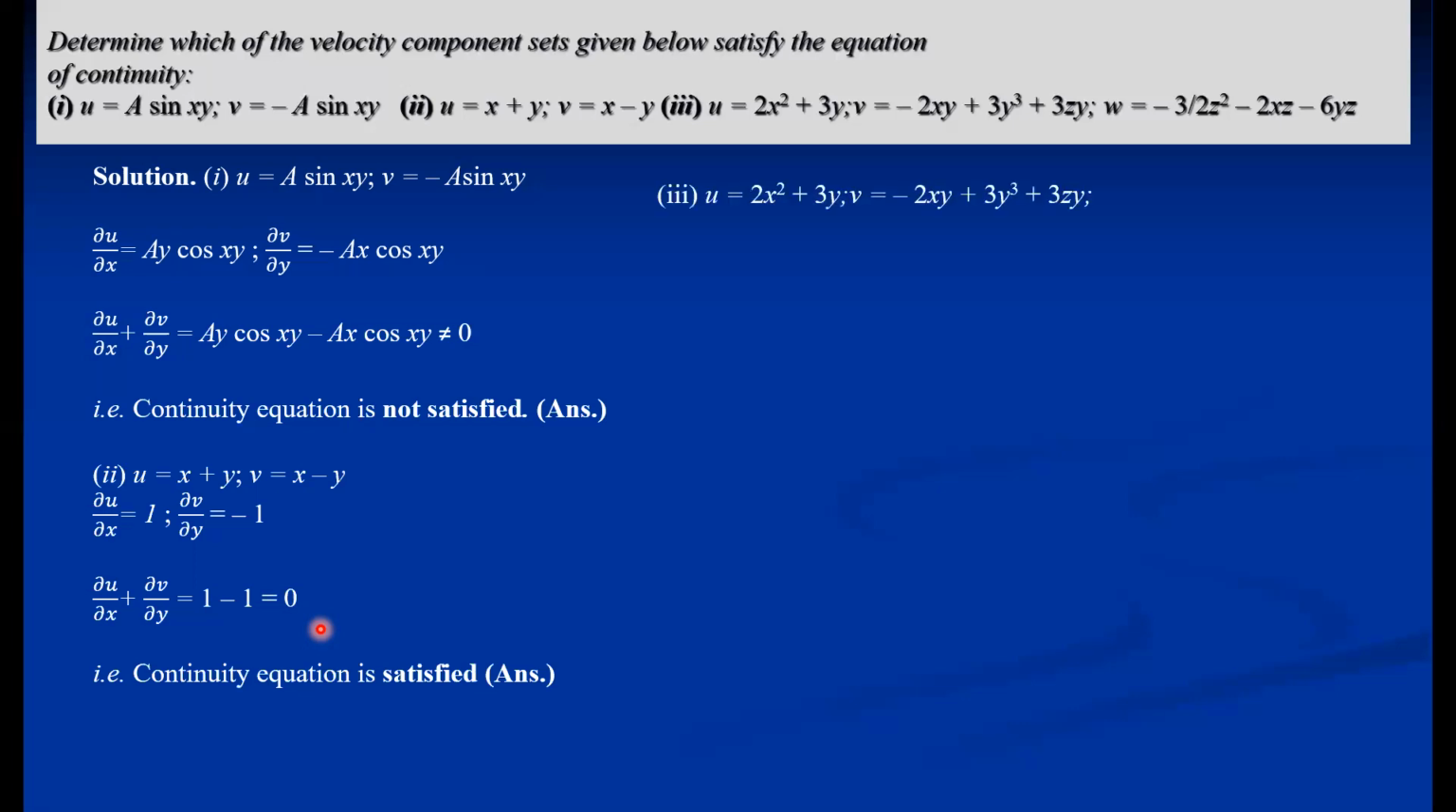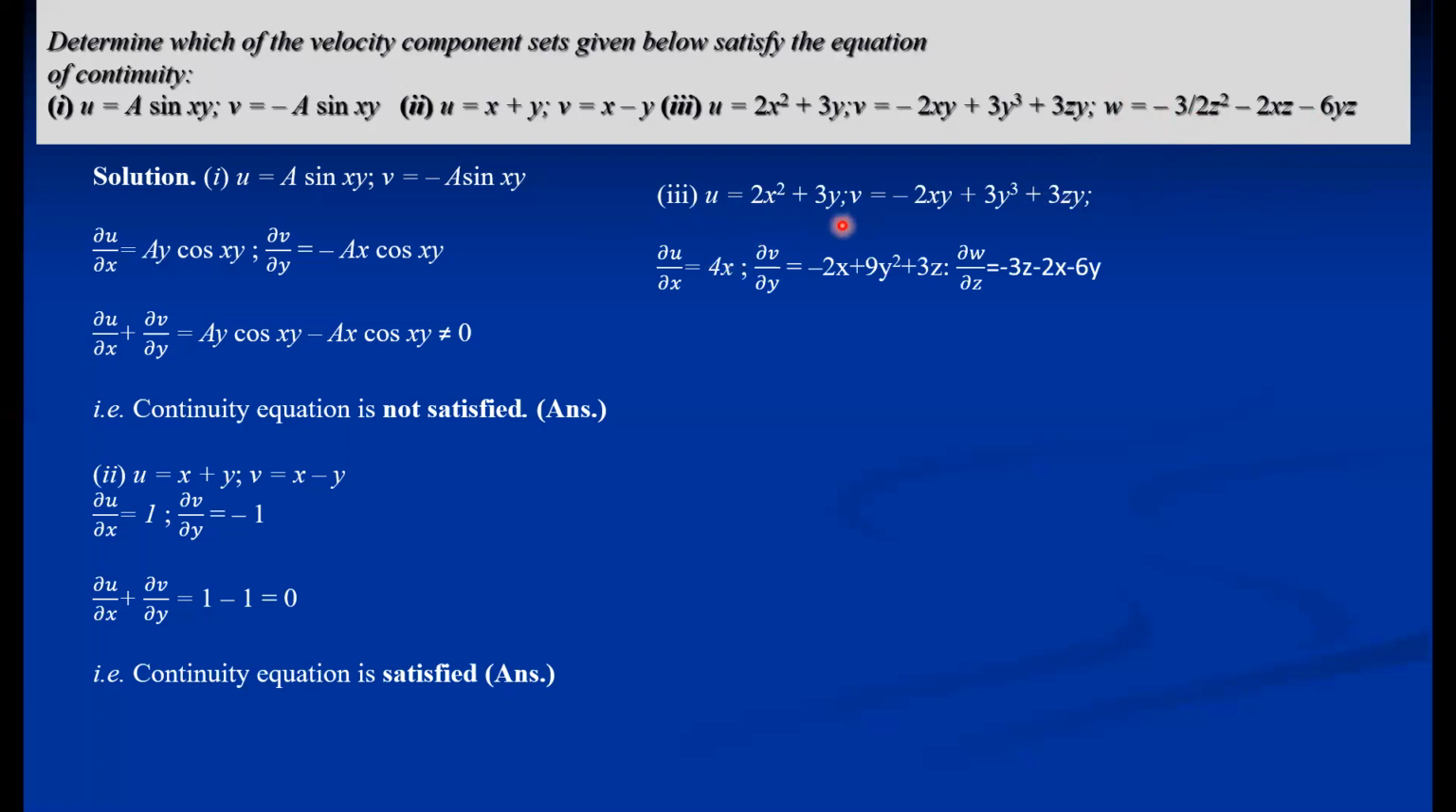And the third expression. In fact, in the third case, there is one thing missing here. It's a 3D flow because all three components and all three coordinates are present. So there is one term missing here, but it is a 3D flow.